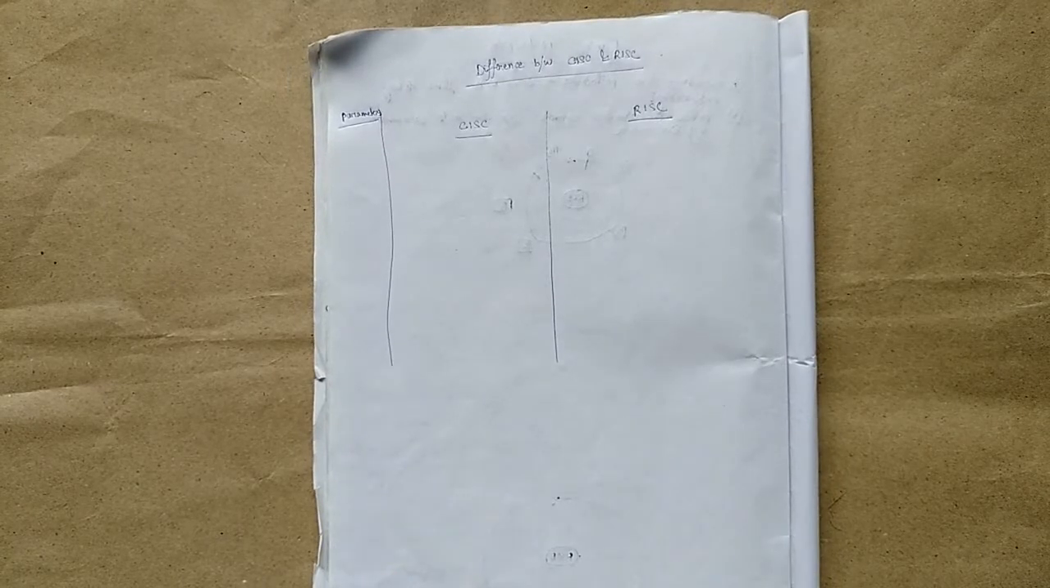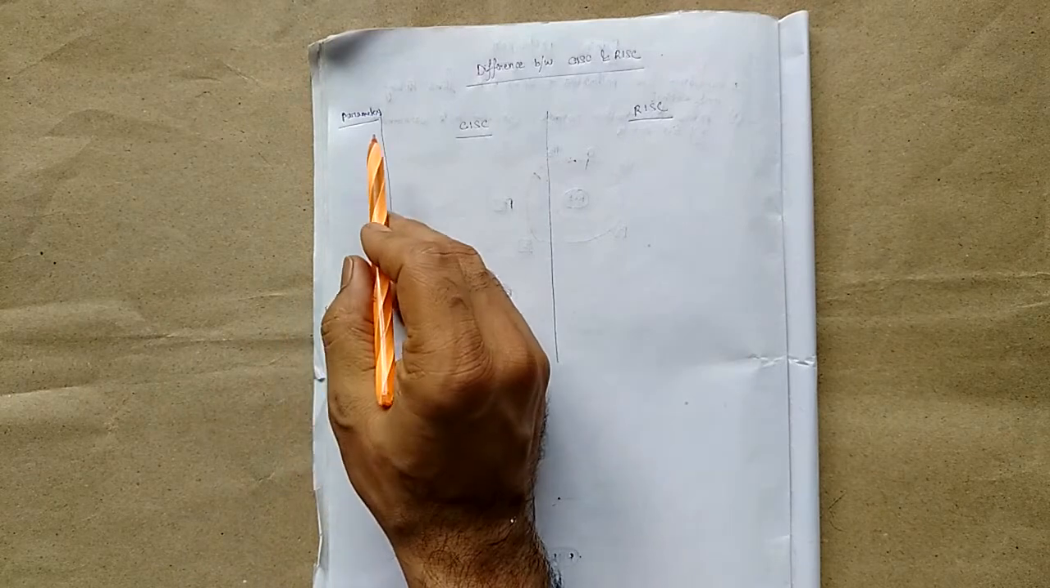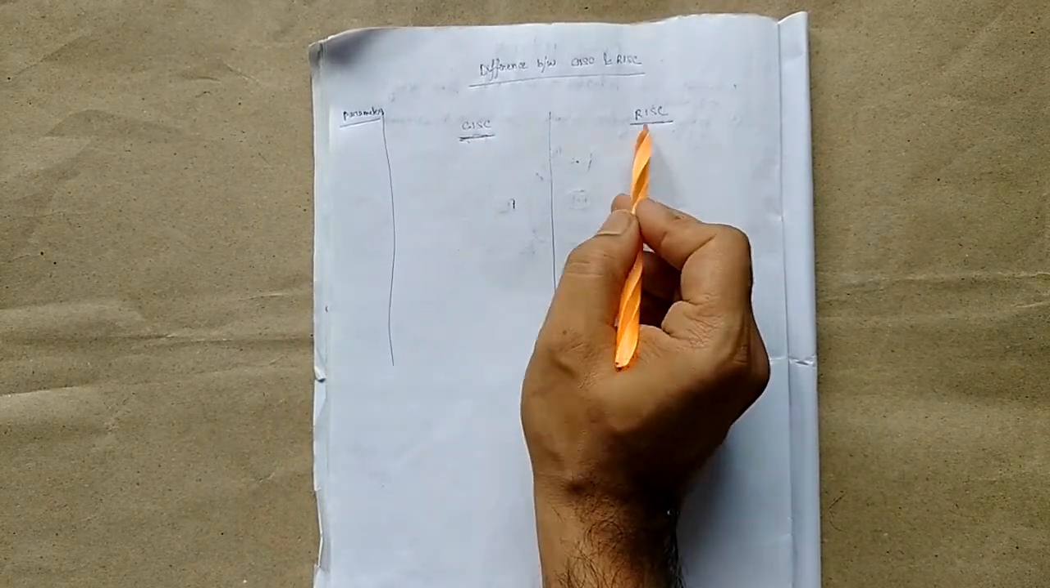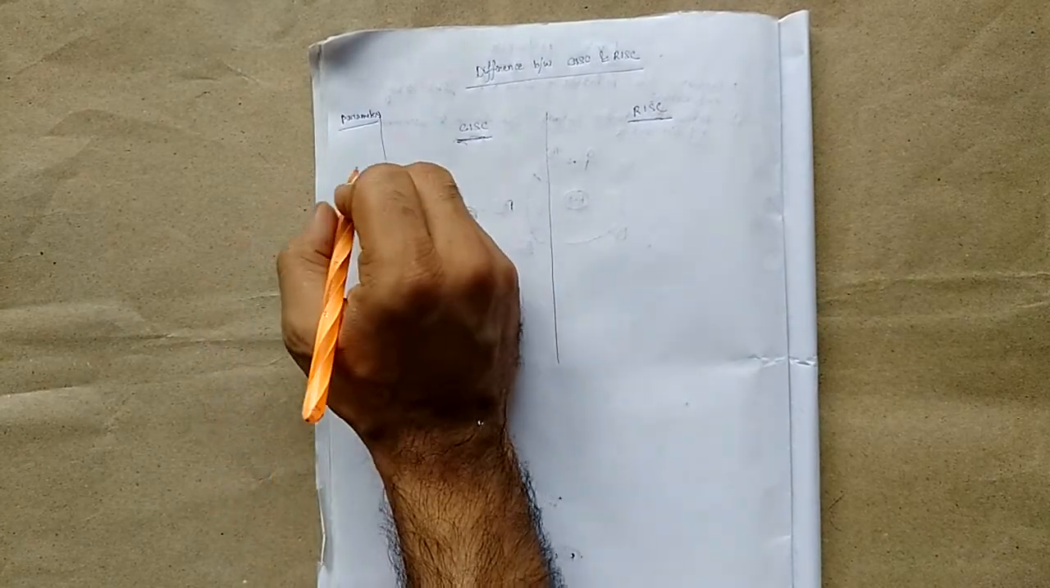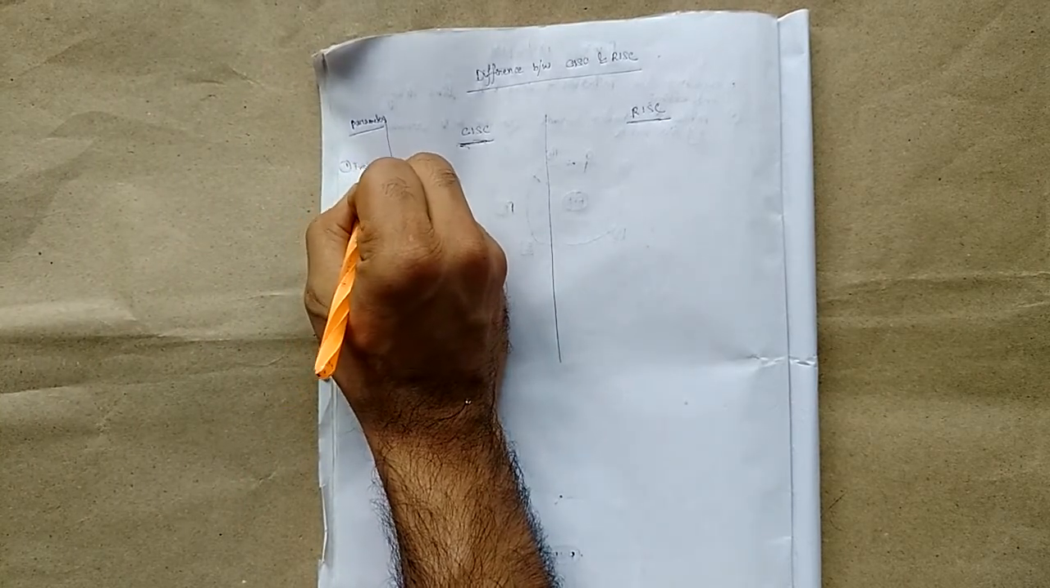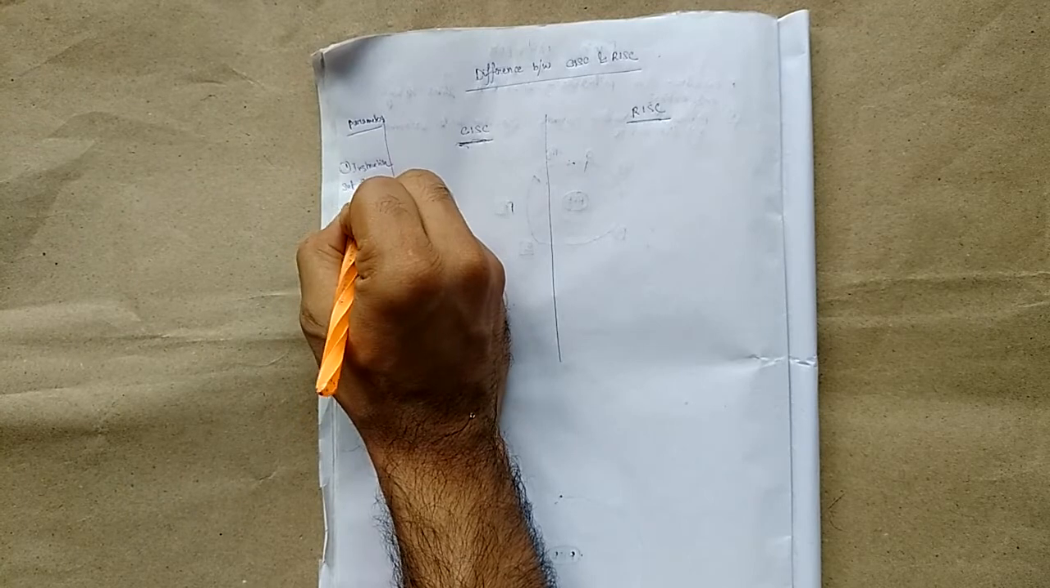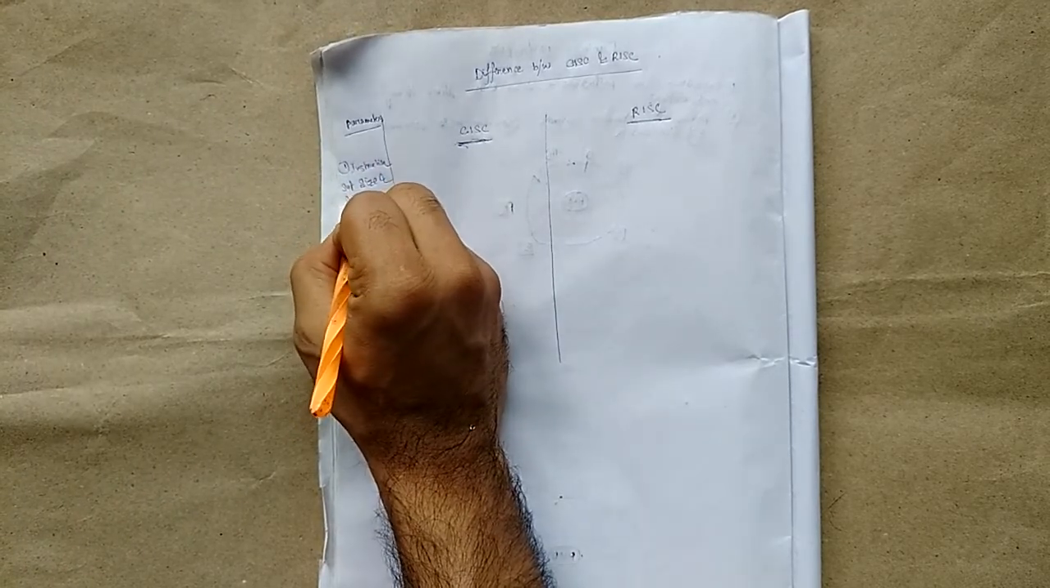The next topic is the difference between CISC architecture and RISC architecture. CISC means complex instruction set computer, and RISC means reduced instruction set computer. Now, we will see the difference between CISC and RISC. To draw the difference, we will compare them by parameters. The first parameter, number one, will be instruction set size and format.